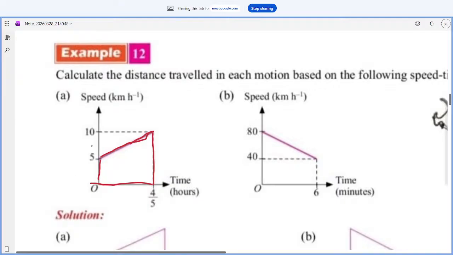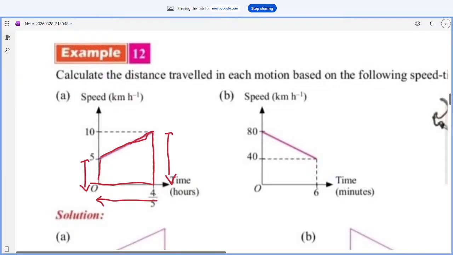Okay, the formula is half times the sum of two parallel lines times height. Okay, setengah kali hasil tambah 2 sisi selari. This is your parallel line, 2 sisi selari. And then this is your height. Okay, height is always horizontal. Okay, yang ni adalah ketinggian.